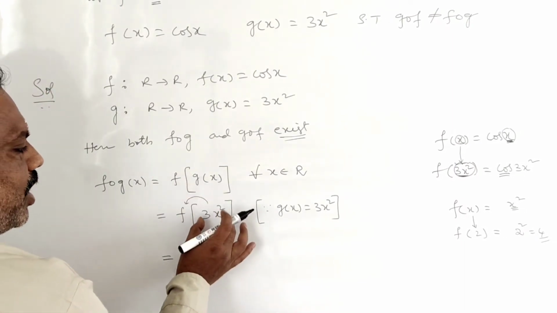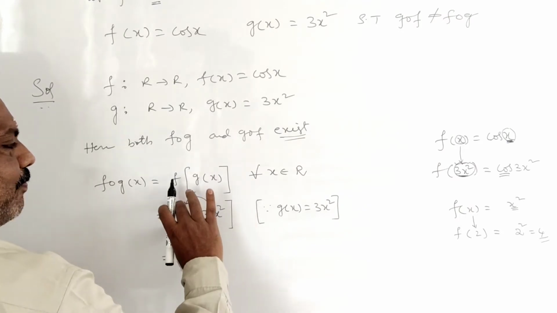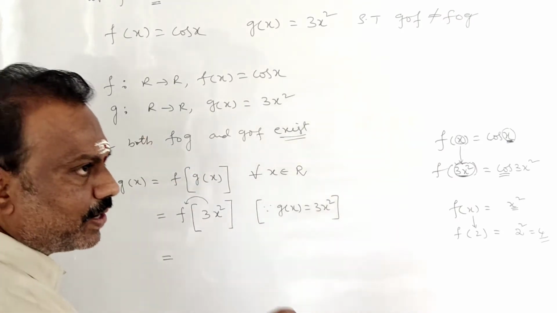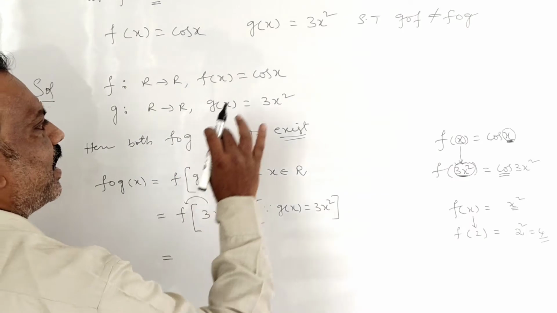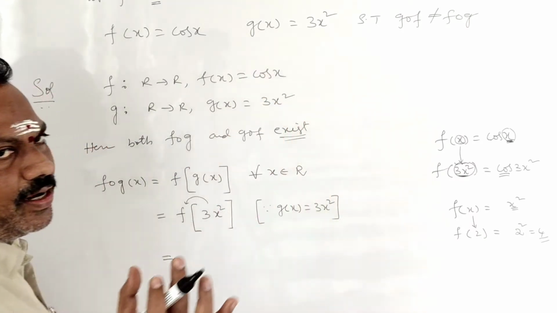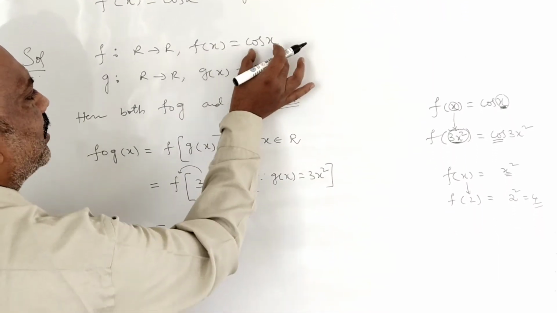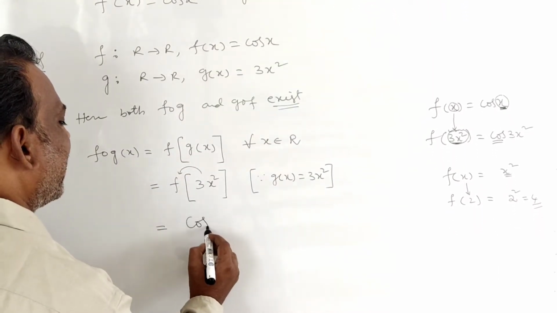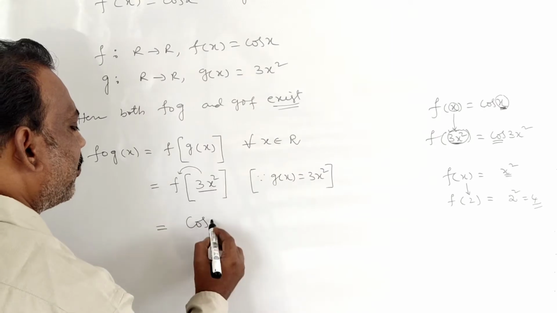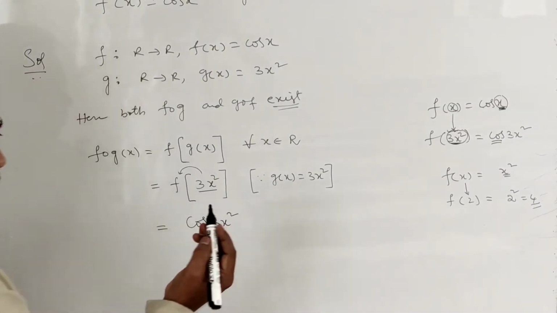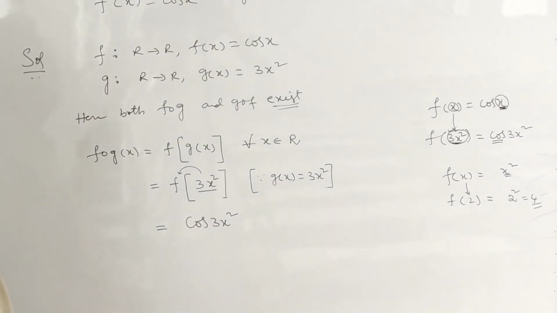Before this value, what is the function? f. So you are going to replace this value in f, where you have x. So in f, what is the f of x function? Cos x. In that x's place you are going to replace this. Your answer is over. I think you understood.